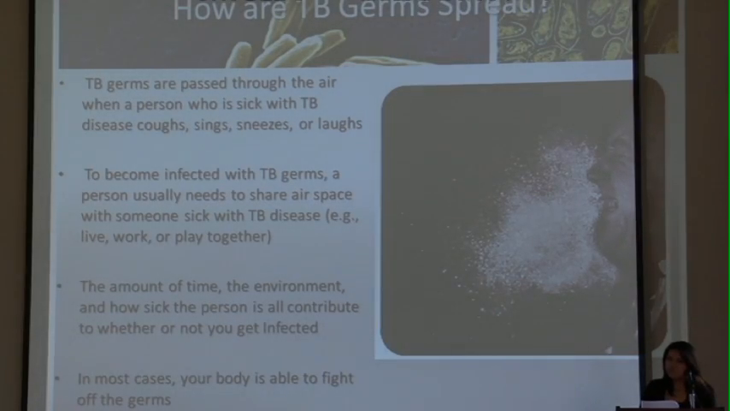How TB germs are spread. TB germs are passed through the air when a person who is sick with TB disease coughs, sings, sneezes, or laughs. To become infected with TB germs, a person usually needs to share air space with someone who is sick with TB. For example, a person who lives, works, or plays together. The amount of time, the environment, and how sick the person is all contribute to whether or not you get infected. In most cases, your body will fight off the germs.